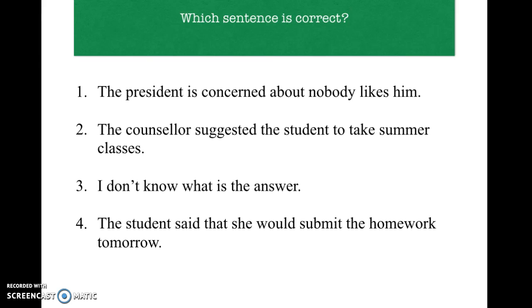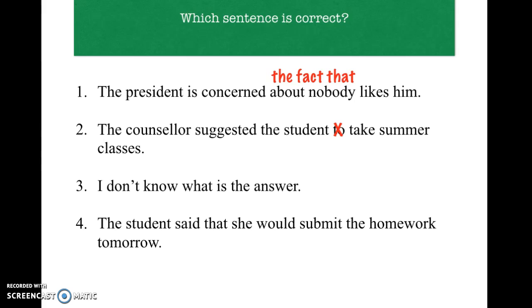So the first one, the president is concerned about nobody likes him. Remember what has to happen when we have adjective plus preposition? We need one of those noun phrases. Okay, so the president is concerned about the fact that nobody likes him. After a preposition, we can't just put in that. For the next one, the counselor suggested the student to take summer classes. Again, this is suggest, so this is the subjunctive. So it's not to take, it's going to be take. We use the base form after suggest in this case.